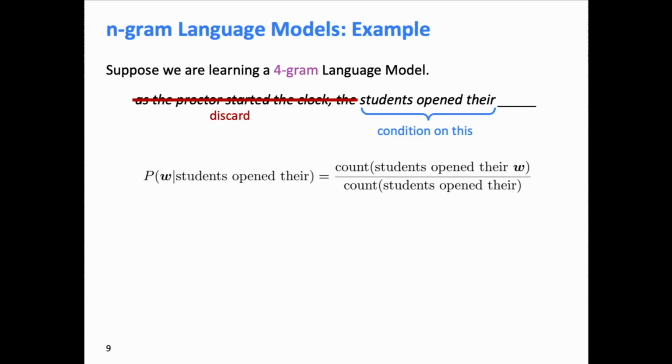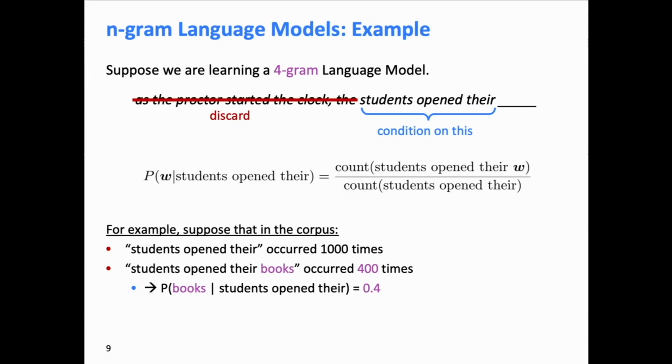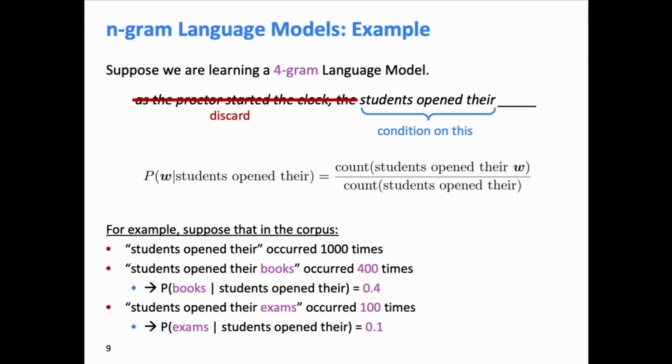As a reminder, our n-gram language model says that the probability of the next word being some particular word W in the vocabulary is equal to the number of times we saw students opened their W divided by the number of times we saw students opened their in the training corpus. Let's suppose that in our training corpus, we saw the phrase students opened their 1,000 times. And suppose that we saw students opened their books 400 times. This means that the probability of the next word being books is 0.4. And similarly, let's suppose that we saw students opened their exams 100 times. This means that the probability of exams given students opened their is 0.1.